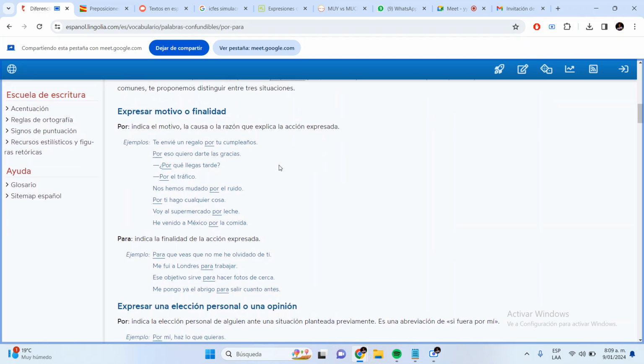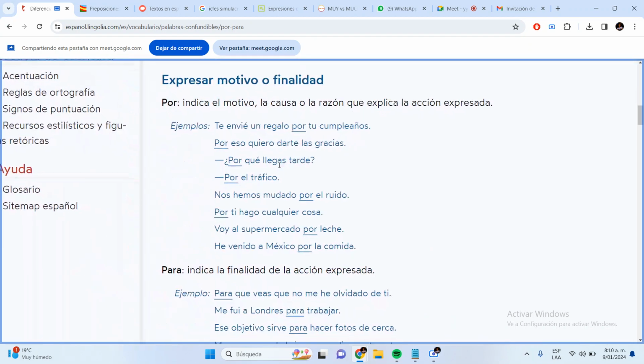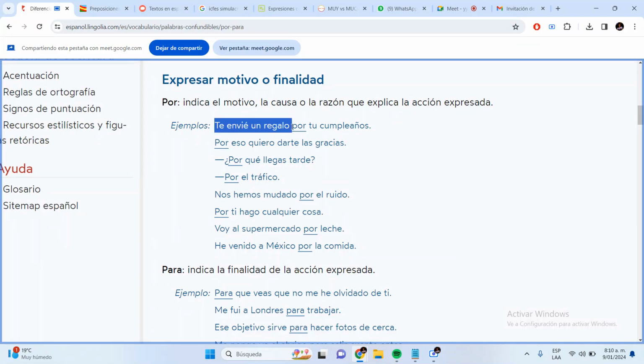So again, here we have expresar motivo o finalidad, like reason and purpose, right? So here, por indica el motivo, la causa o la razón que explica la acción expresada. For example, we have te envié un regalo por tu cumpleaños, because your birthday is the reason that I'm sending the gift. So we use por.